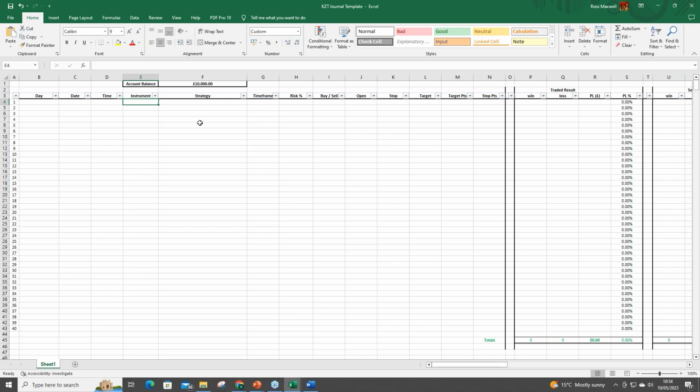Strategy, for obvious reasons. You want to work out which strategies are working for you, which ones aren't. Time frame, again, some people will work better on some time frames. The minute may be too quick for them, or those lower time frames of 1 minute, 3 minute, 5 minutes are just too quick for them. They don't like this, having to think quickly and act very quickly. It may be that those higher time frames are better for them because they have a bit more time to think.